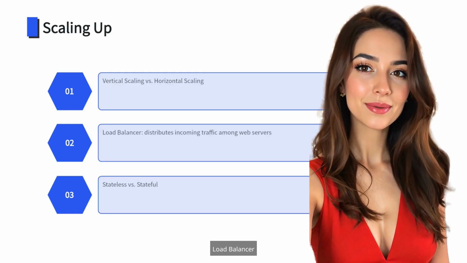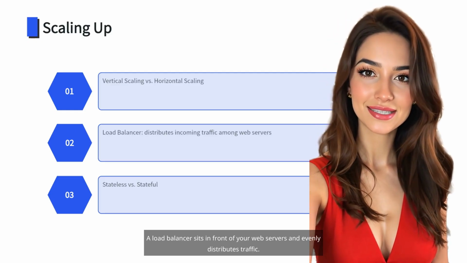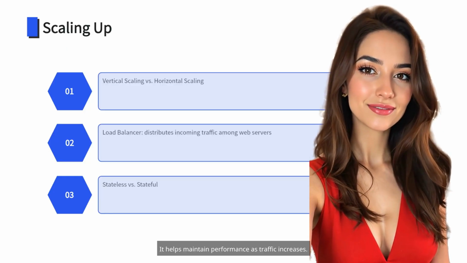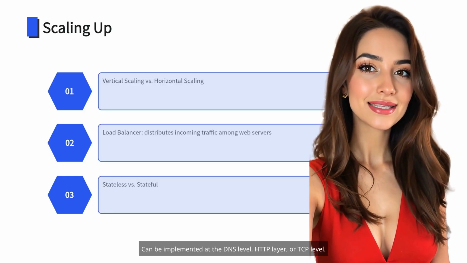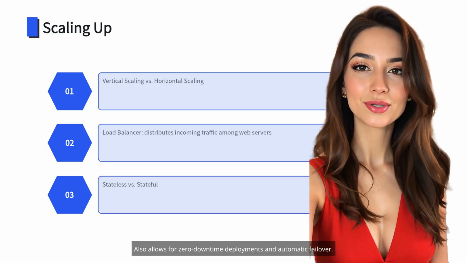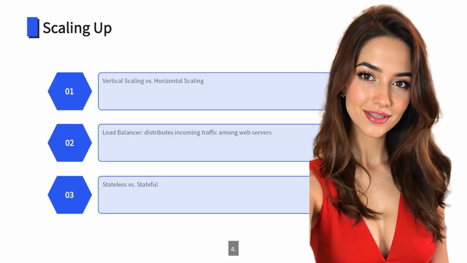3. Load balancer. A load balancer sits in front of your web servers and evenly distributes traffic. It helps maintain performance as traffic increases. Can be implemented at the DNS level, HTTP layer, or TCP level. Also allows for zero downtime deployments and automatic failover.